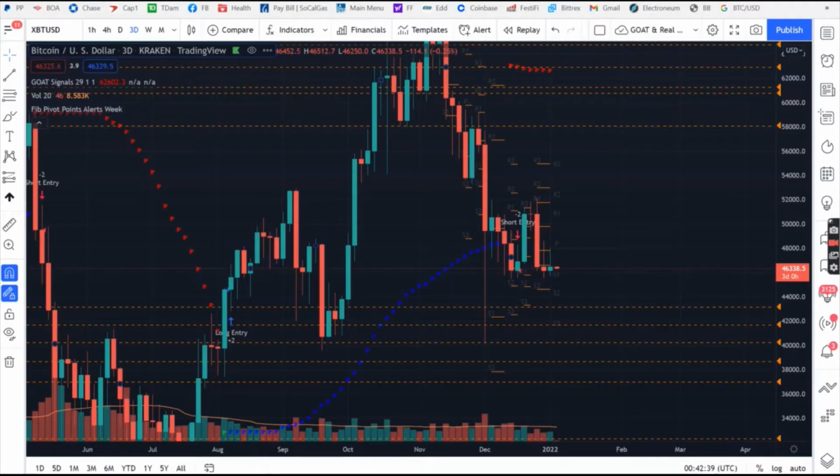All right. This next chart, so that was the Fibonacci pivot points for the week. We are below the pivot point once again.